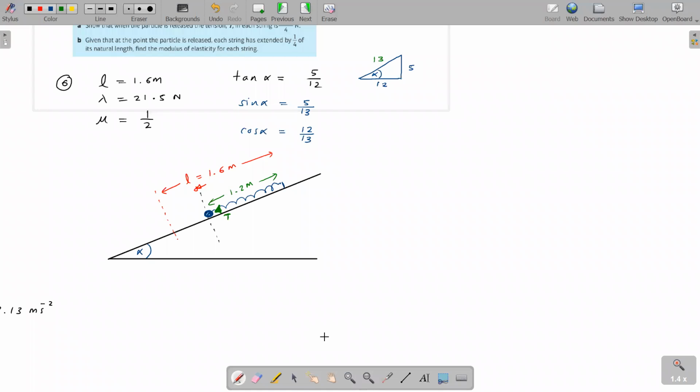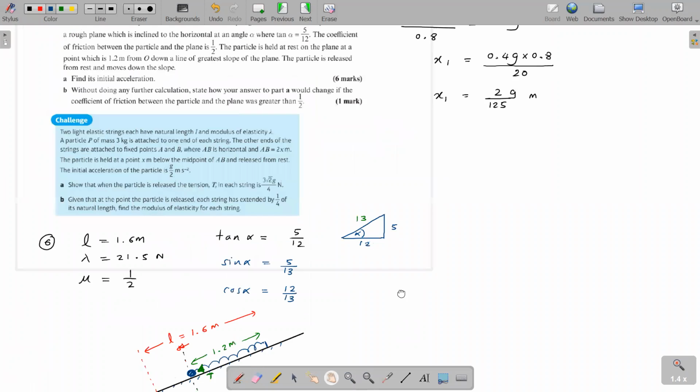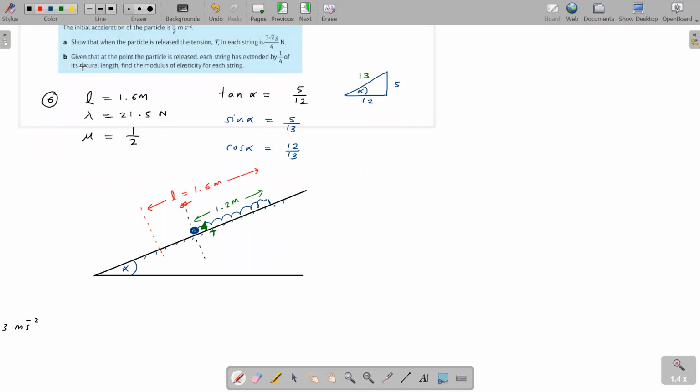This is a rough plane. What else do we have? Always we mark the weight. What's the weight? Mass 1 kilogram, so weight is 1g. And what else? Always you have the normal reaction, perpendicular to the surface.